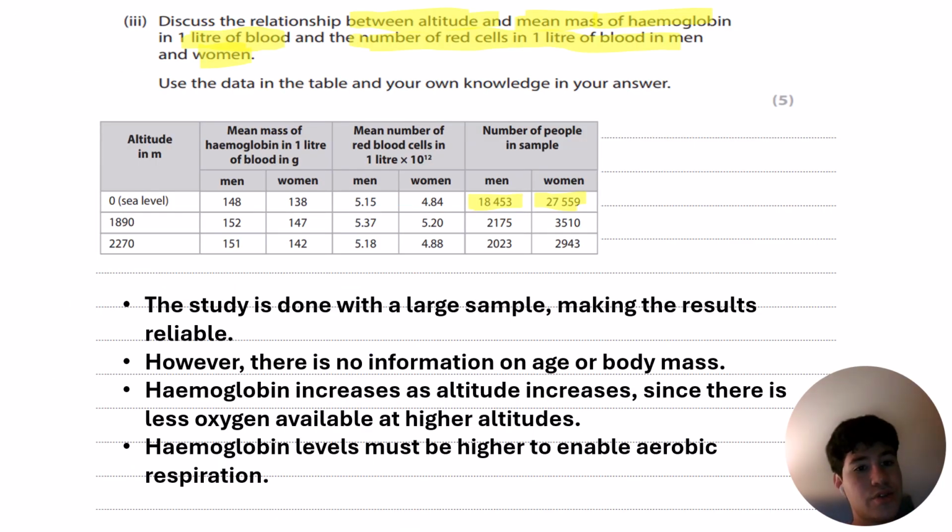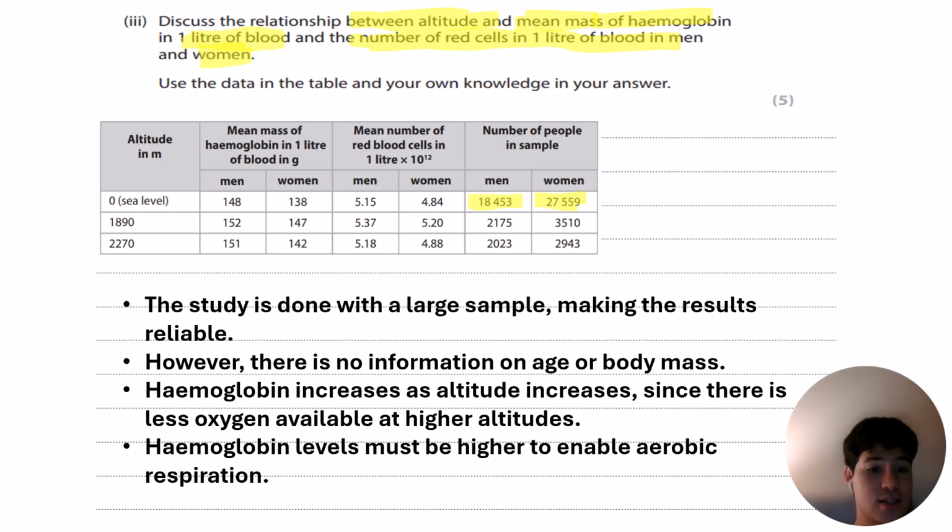Okay, discuss the relationship between altitude and mean mass of hemoglobin in 1 liter of blood and the number of red blood cells in 1 liter of blood in men and women. Okay, so use data in the table and your own knowledge. There's a lot of own knowledge questions. However, usually your own knowledge, you never know. You might be watching a documentary and then suddenly this knowledge might be tested in the exam, or your teacher told you a random fact which you can use. I find that pretty interesting.